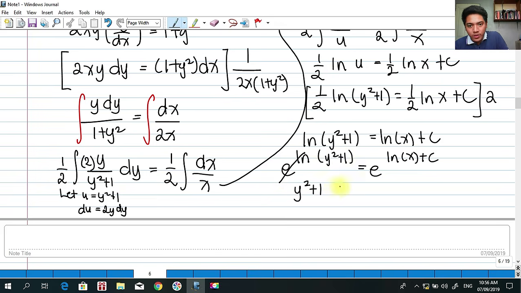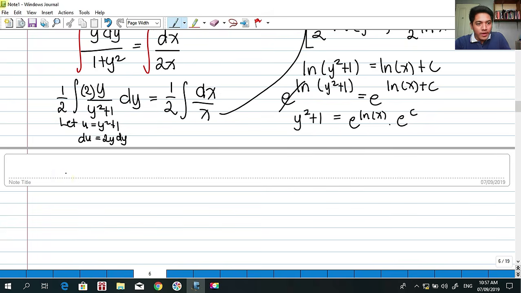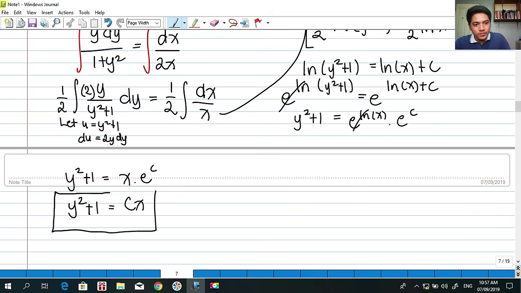Y squared plus 1 is equal now to, by law of exponent, I can decompose it into this, because by law of exponent this is equal to this. So what will happen? Y squared plus 1 is equal now to, this should be cancelled, simply x multiplied by e raised to c. And again, e raised to c, this term is simply equal to c, so c multiplied by x. We have an arbitrary constant c. So this should be our general solution.